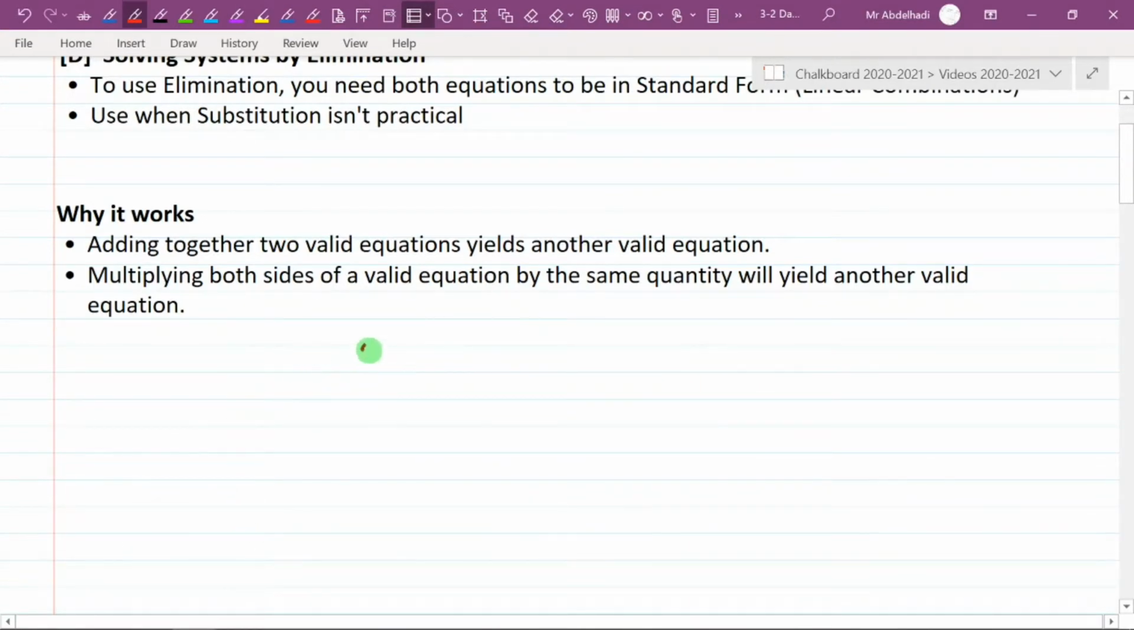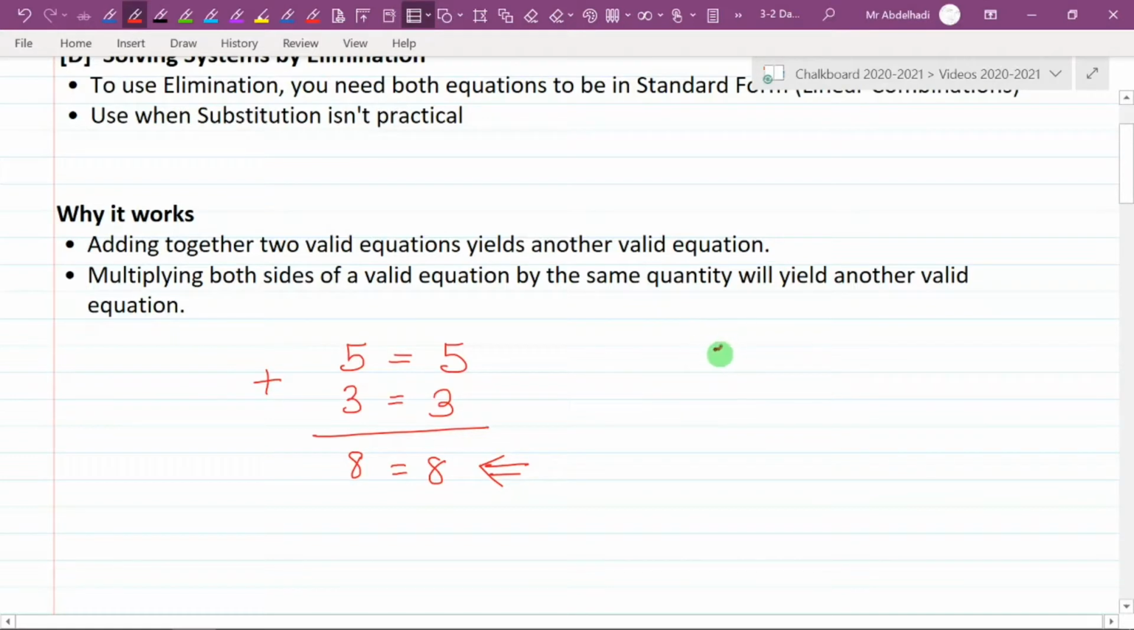Let's say you have an equation, 5 equals 5. I think everyone will agree that that's a true and valid equation. Well, if you take another true and valid equation like 3 equals 3, pretty sure that's valid as well, and you add the two equations together, 5 plus 3 is 8 equals 5 plus 3 is 8. You get a new equation, and that equation is also true and valid. So the idea is adding together two valid equations yields another valid equation.